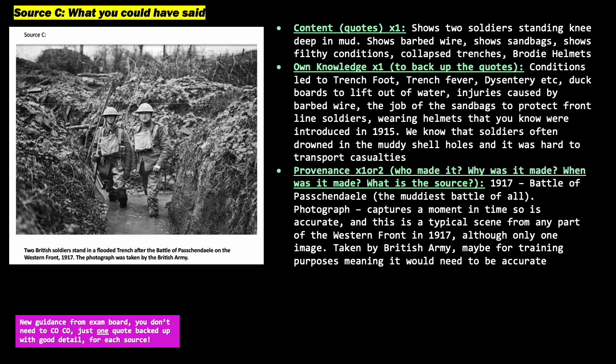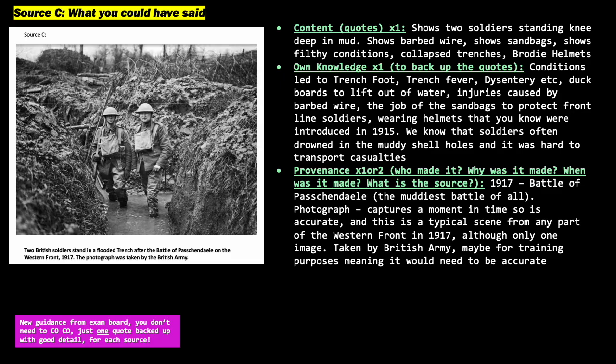All right, and it's taken by the British Army in this case, so here's a slightly different why. Maybe they've taken this photograph for training purposes, so it would need to be accurate, or if the army are taking it, they're obviously wanting to show somebody this, perhaps the government, or for experiences. But the fact that it's taken by the army makes this a whole lot more useful.